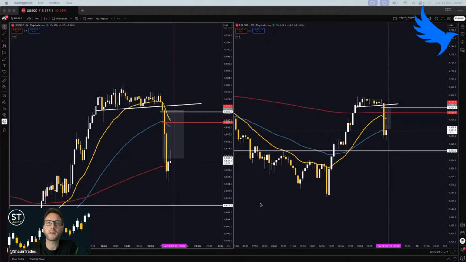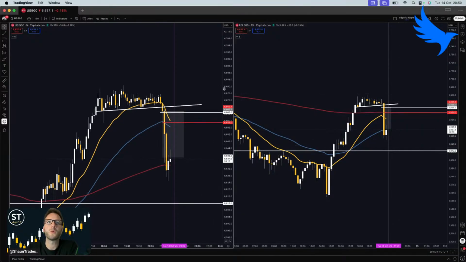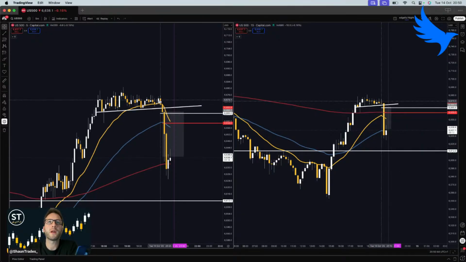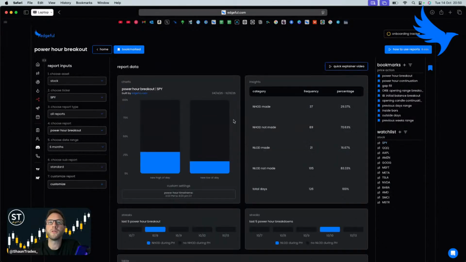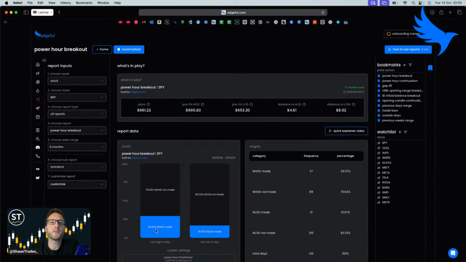Got 10 minutes now to the close. We're in a winning trade using the Edgefinder platform. Just to recap while we're here, we used the Power Hour breakout report, which I always use, literally always. I'll move it to SPY. We had a 30% chance that a new high of day was to be made. And that obviously starts within the first hour.